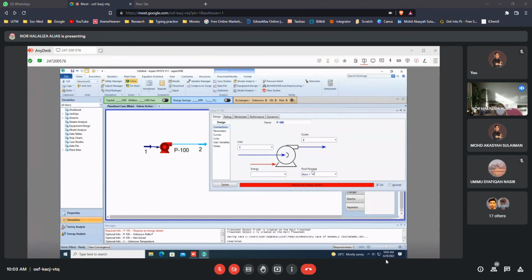Okay. Fluid package basis 1 yang kita dah set awal-awal tadi, PR. And then energy. Okay, biasanya kalau pump dia akan ada energy lah. So kat sini kalau kita klik kosong, tapi kita just namakan saja, Q1 contoh for example. Heat energy. So I just simply put Q1 and then enter. Okay, so bila enter you nampak ada stream masuk dekat pump ni, Q1. Okay, so far okay class?